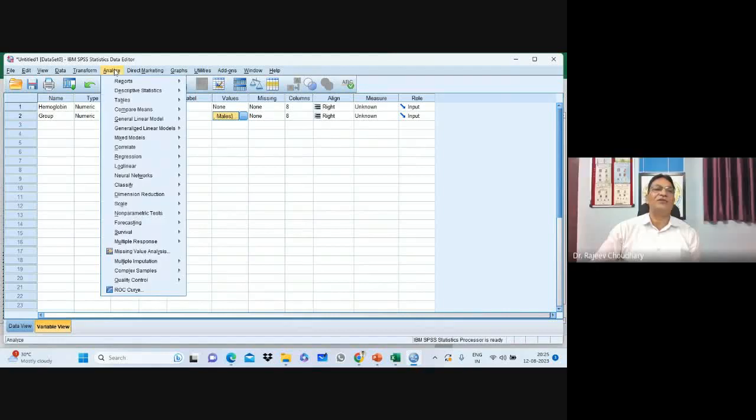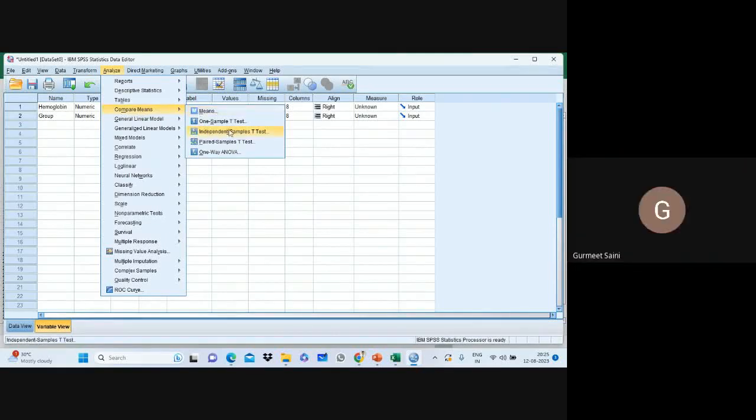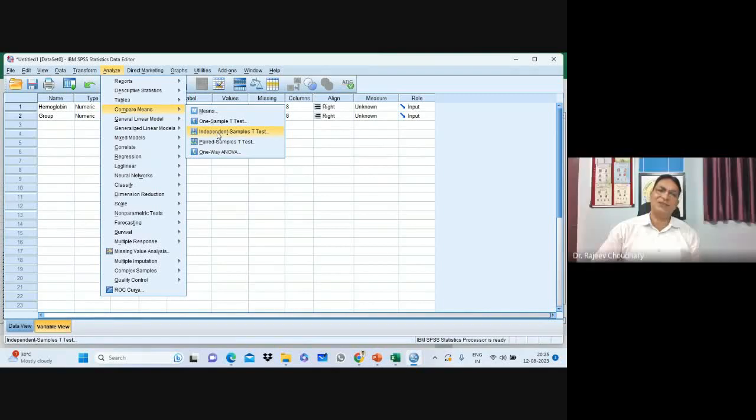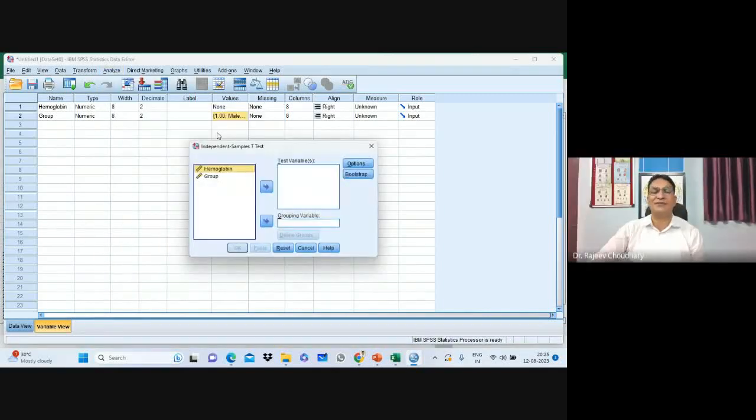Analyze. Click on this. Now, compare means. Now, independent sample t-test. Click on this independent sample t-test. Bring hemoglobin, click on hemoglobin, click on this arrow, bring this hemoglobin into test variable and group into grouping variable, and click on define groups.